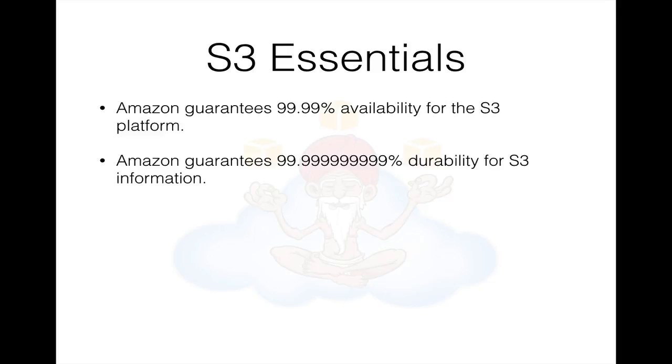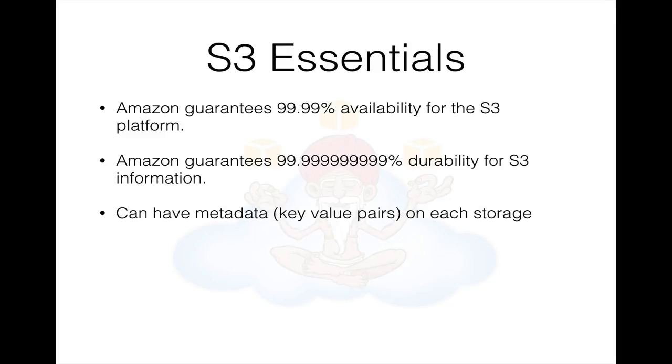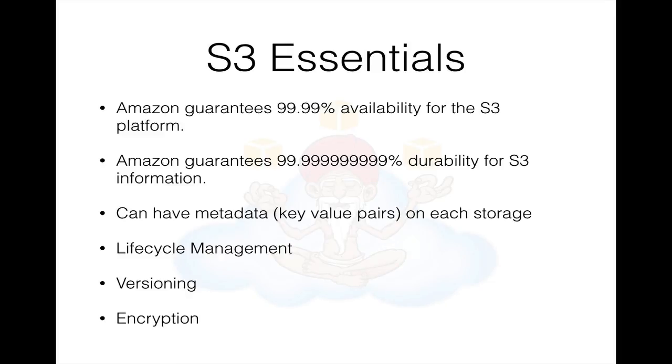Now the way Amazon structure S3 is that if you store 10,000 files, they'll guarantee those 10,000 files will stay there with a 99.9999999% durability. S3 can have metadata or key value pairs on each file. S3 allows you to do lifecycle management as well as versioning, and we'll come to that in a practical example in a later lecture as to what lifecycle management is and what versioning is. S3 also allows you to encrypt your buckets, so you can store your files encrypted at rest.